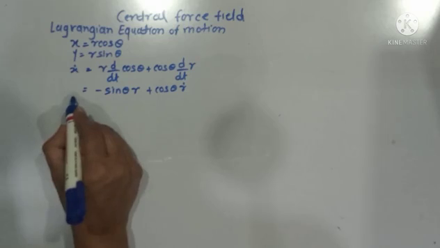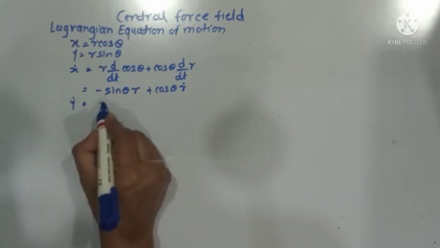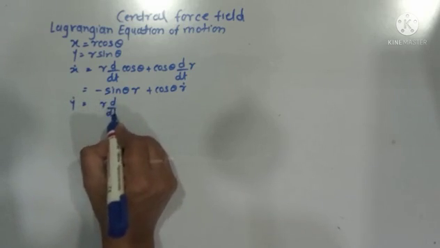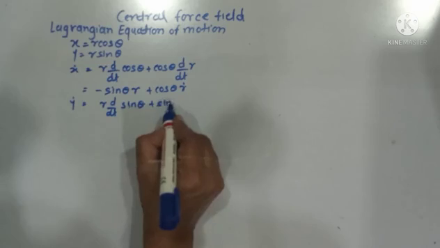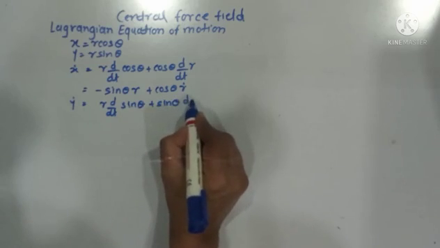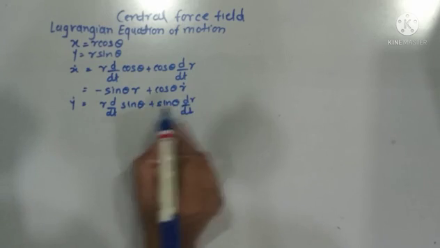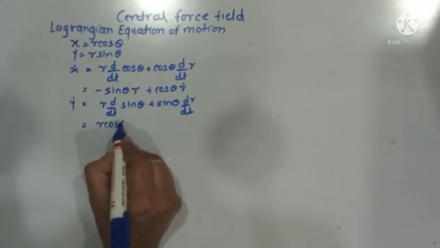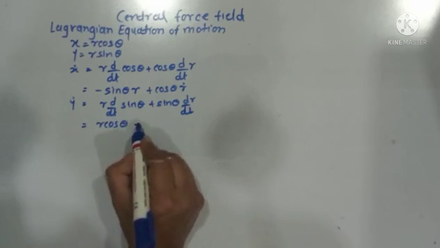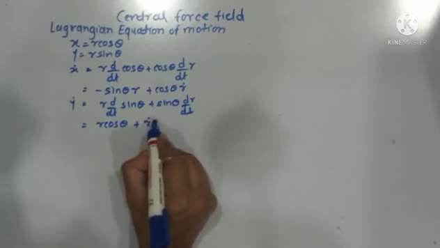Similarly, I can write y dot. So r into d by dt of sin theta plus sin theta dr by dt. So I can write that r cos theta theta dot plus r dot sin theta.